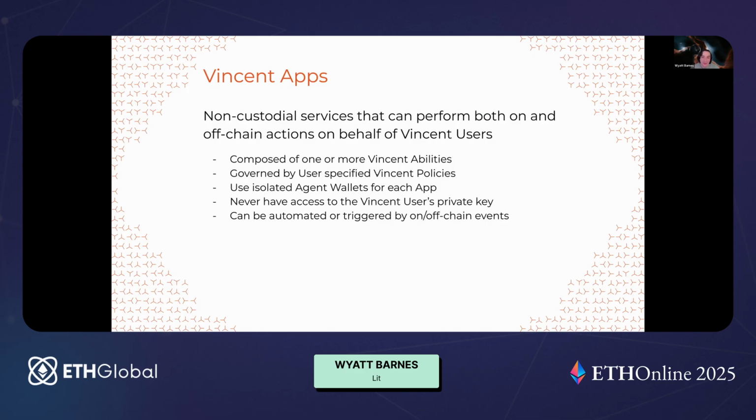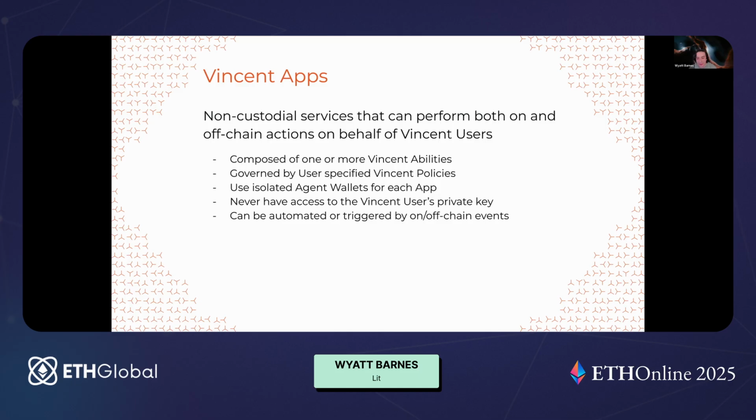And these Vincent abilities are optionally governed by specified Vincent policies. What these policies are essentially are guardrails that are integrated with the ability. A good example is the Uniswap ability that we've created: you can have a policy that sets a daily spending limit. It applies whenever the Vincent ability gets executed by a Vincent delegatee, so that's the person authorized to execute the Vincent abilities on your behalf.